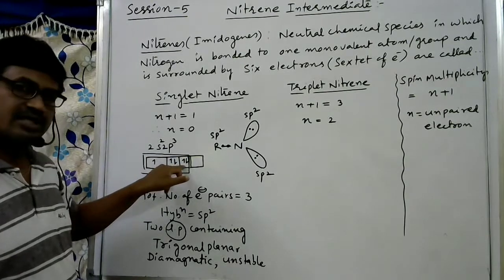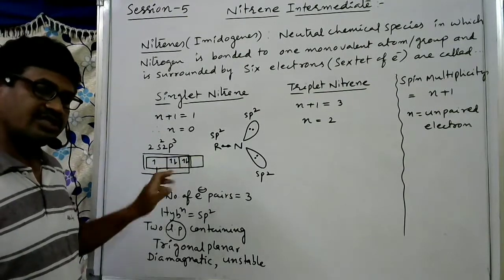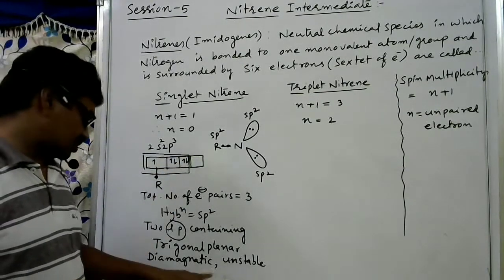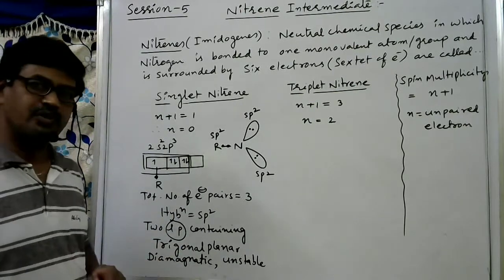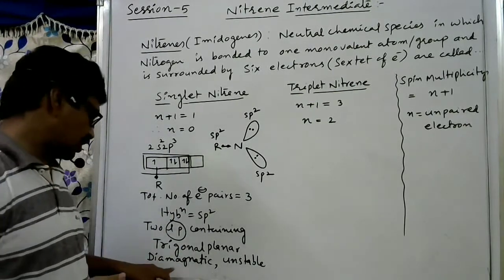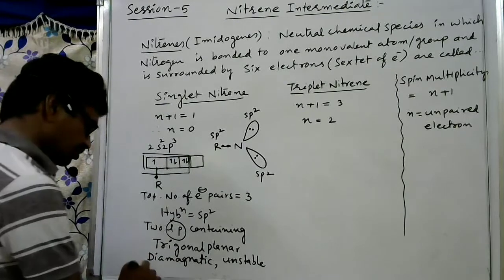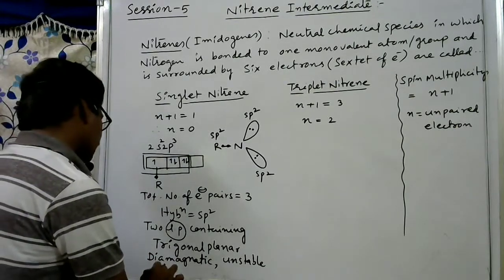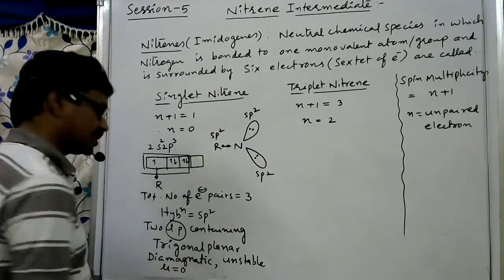But here, these two electrons are present in the same box. Here also two electrons are present in the same box, so we can say this is unstable and diamagnetic. The magnetic moment value, mu, equals 0 here. What is the mu value? Magnetic moment mu equals 0, as we can write per the formula.